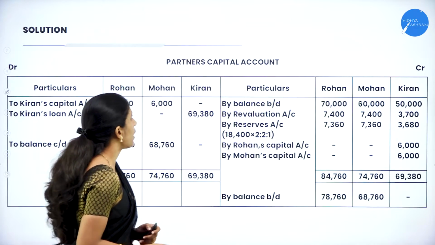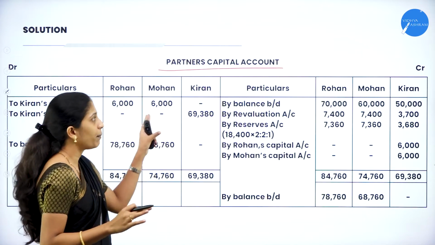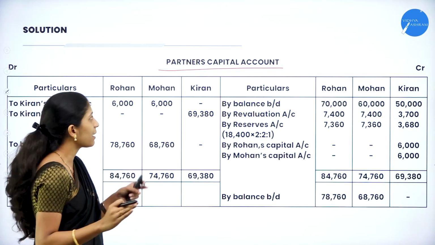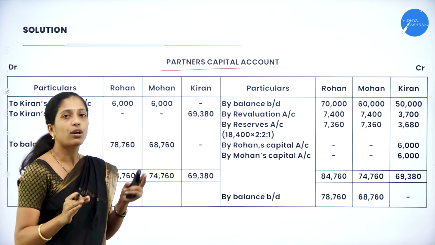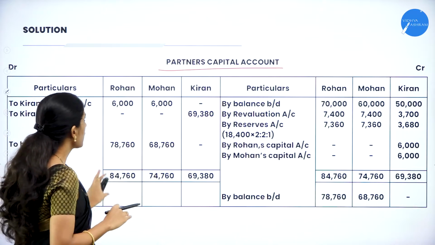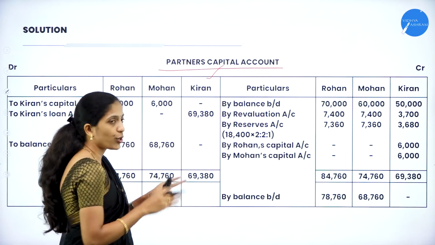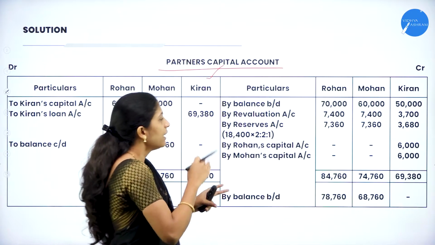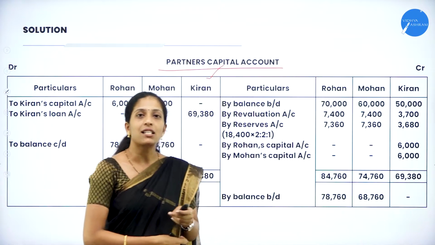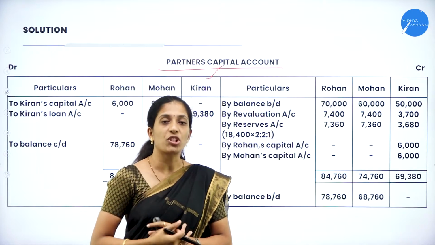Now come to the next account. So we have to prepare partners capital account. So write a neat heading, partners capital account. You will be having debit as well as credit side. Under debit side particulars, and you will draw column for each partner including retiring partner also. That is Rohan, Mohan and Kiran. Now Kiran is a retiring partner. So we have to draw column for him also. Next in the credit side particulars, Rohan, Mohan and Kiran. Now as usual, we have to record each and every entry as per the admission itself.